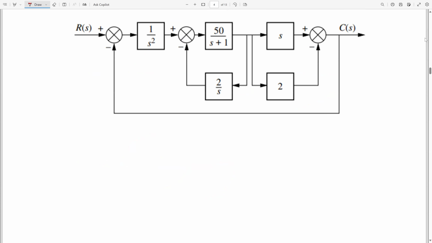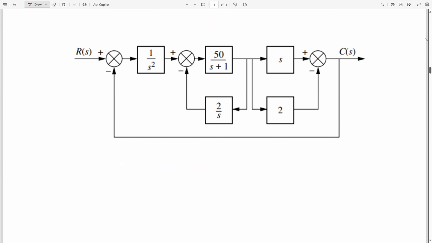Let's move on to this one. This one is a little bit complex. So the first thing to do is identify your forward path. Right? The forward path is a straight line from the input to the output. So this whole thing here is my forward path.